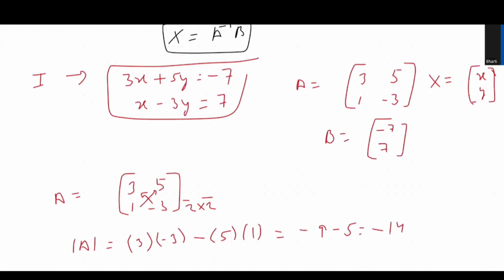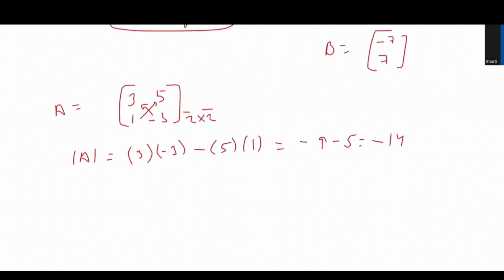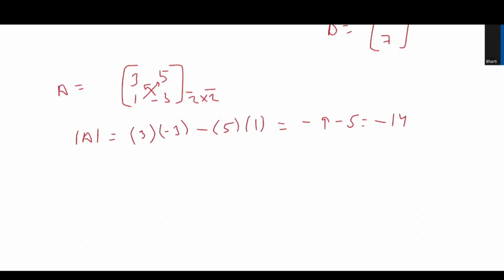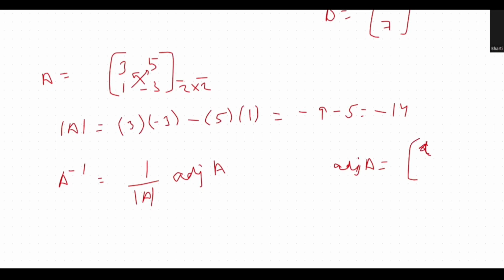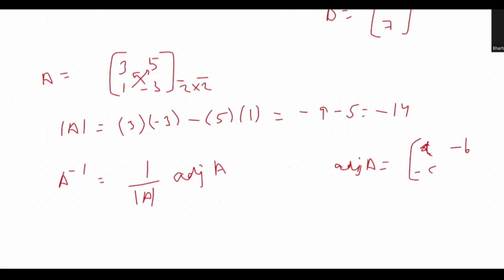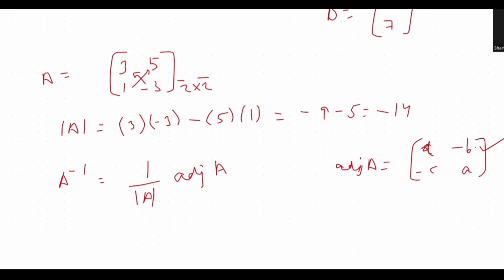So now after that we need to find the adjoint of A, because to find the inverse of A, there's a formula which is 1 upon determinant of A times the adjoint of A. To find the adjoint of A, there is a formula for that, which I'm using: D, -B, -C and A. This is based on the cofactors and minors, how to find that, and that we will discuss in the next class maybe, or in any other class. So for now you can use this formula to find the adjoint of A.